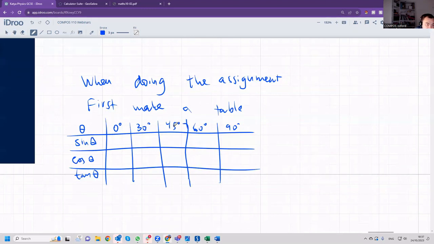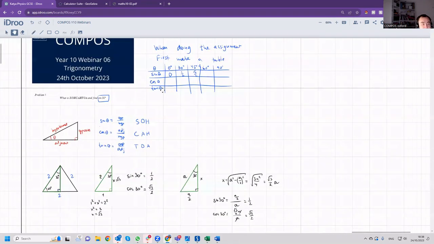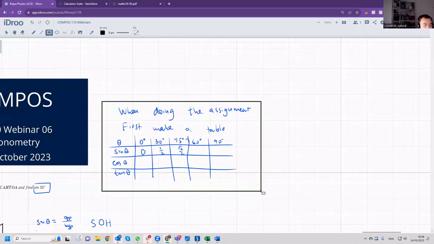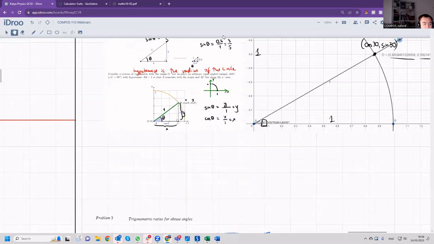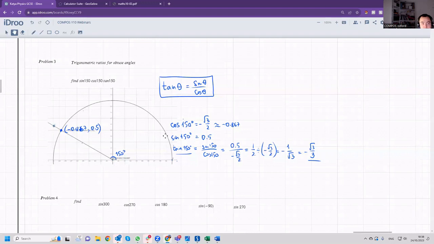I mean, you can cheat a little, you can use technology to fill it. So sine 0 is 0. Sine 30 is a half, etc. Sine 45 is square root of 2/2, because you will need those. So fill the table, just a really good thing to start with. And then, yeah, that's what you do.